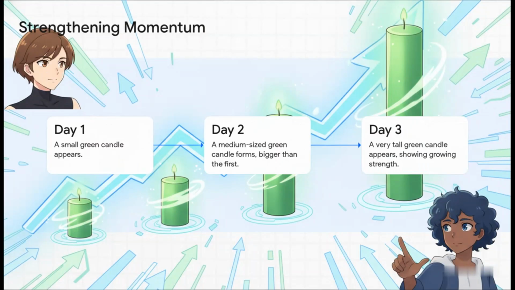Day 1, you see a little green candle. Okay, cool. Day 2, a bigger green candle appears. Interesting. The buyers are getting a bit more confident. Then on day 3, bam, you get a really tall green candle. What's that telling you? It's shouting that the positive momentum is building day after day. The rally is getting stronger.